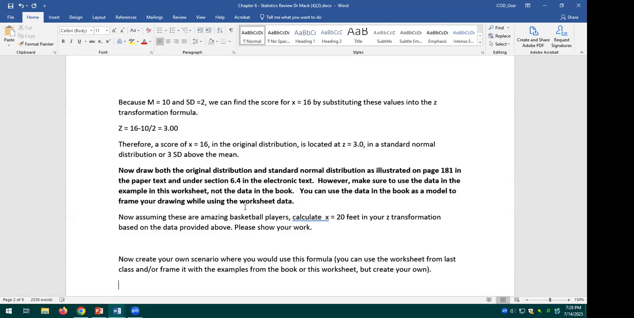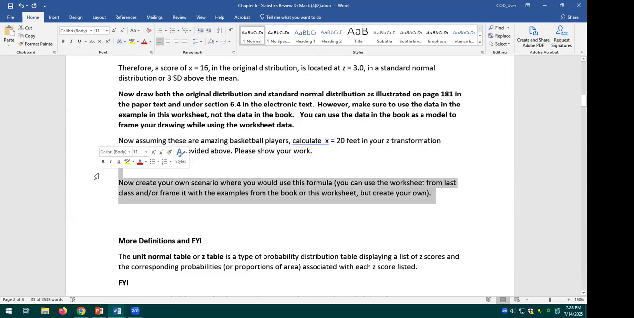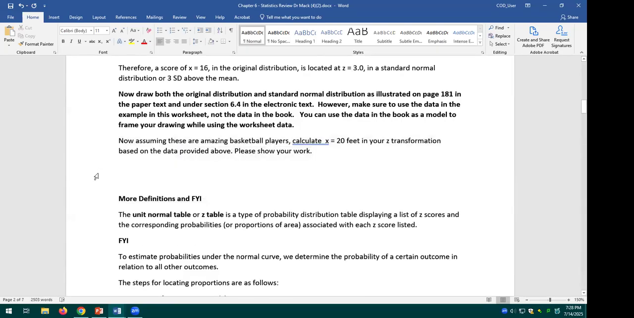Does that make sense? We're normalizing that. Because I have freedom, how about you don't have to create your own scenario? Always delete that.